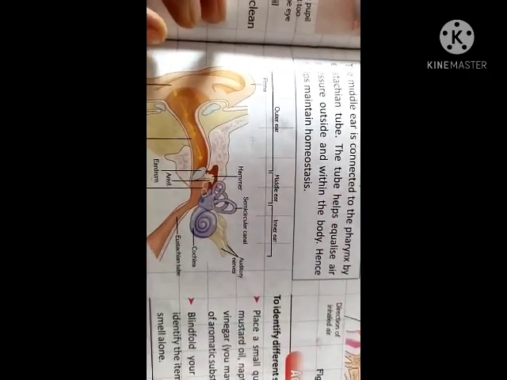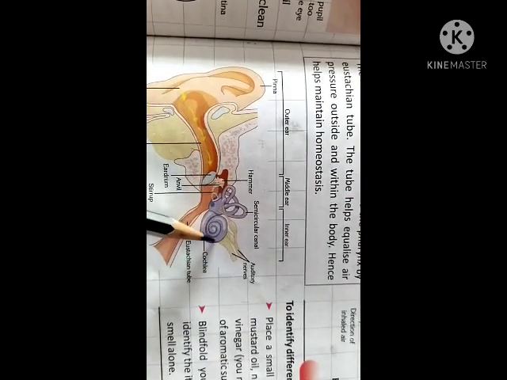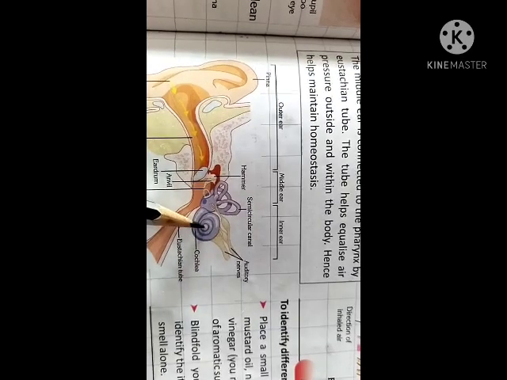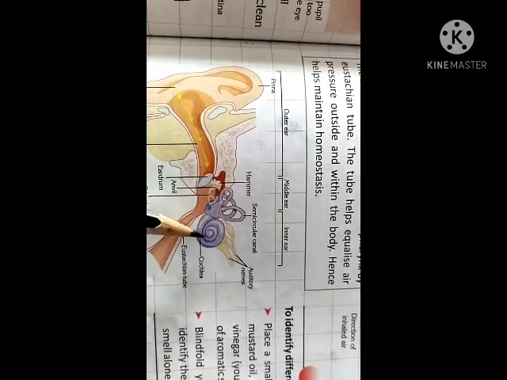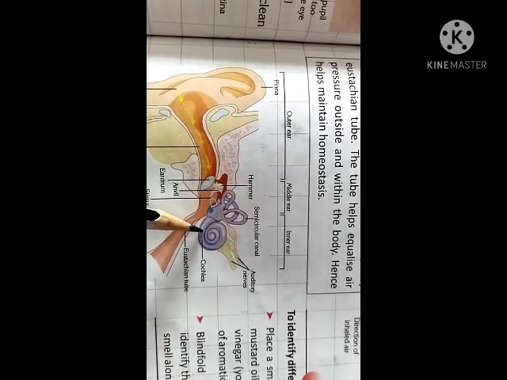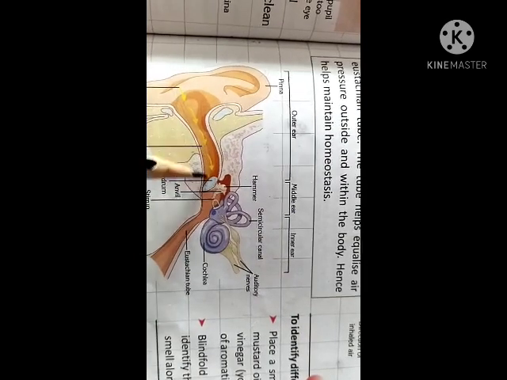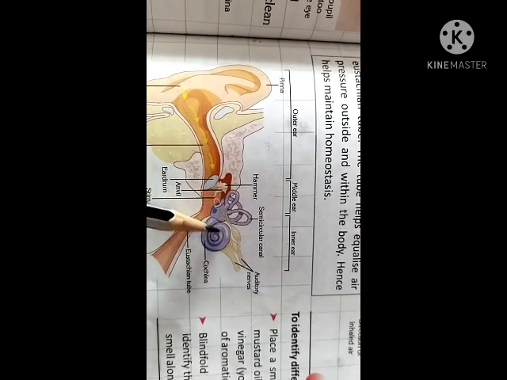After that, the inner ear. The inner ear contains the cochlea. See students, inside this the sound travels. The cochlea is a fluid-filled spiral structure. Inside this spiral structure, fluid is filled. The fluid vibrates due to the sound wave, and when a sound wave comes, the fluid inside the cochlea gets vibrated.